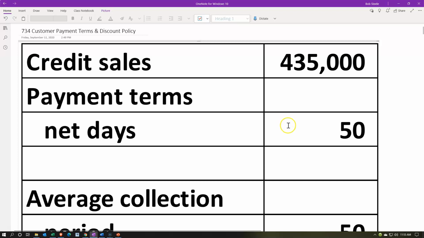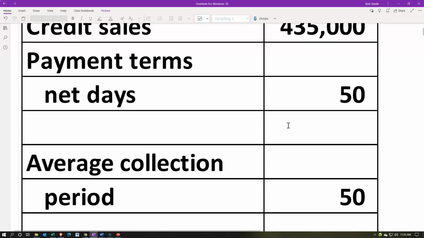We have the payment terms being 50 days. So they need to pay us within 50 days. If they pay us outside of 50 days, then we might take collection action. We might charge penalties or something like that, or we might go and take collection action at that point in time. And the average collection period then is going to be 50 days, we're going to say.